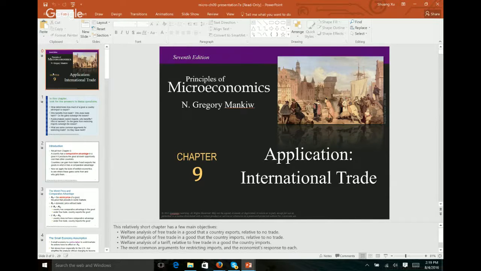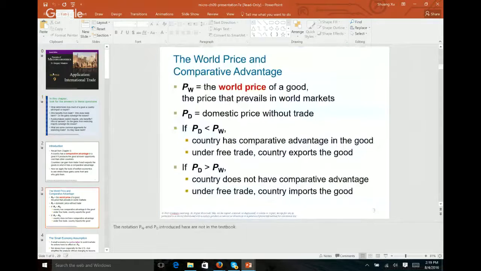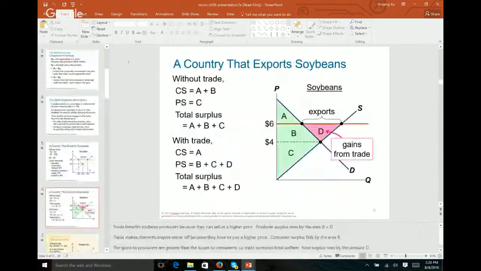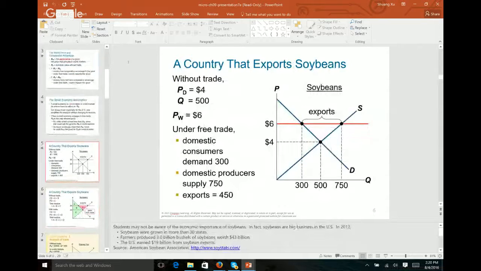So now what's a world price? World price is the price everybody else pays. So the price in the world. If PD is less than world price, that means you can produce this good cheaper, then you export this good. And vice versa, if your PD, your domestic price, is more than world price, that means for you it's more expensive, then you import this good. Now, assume everybody's a price taker. Let's look at this market over here.